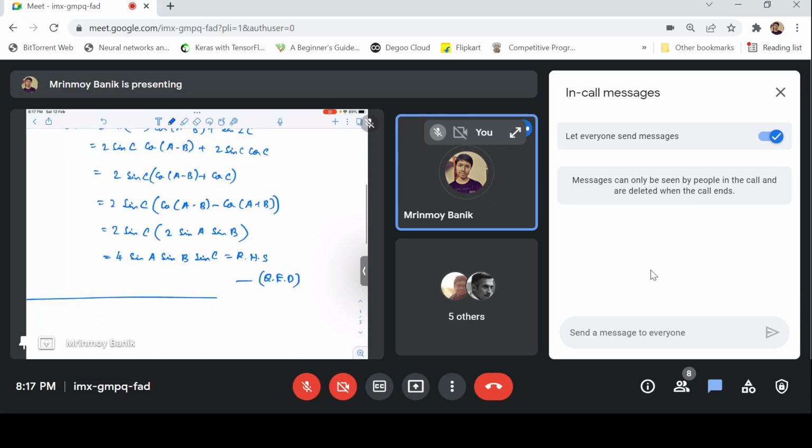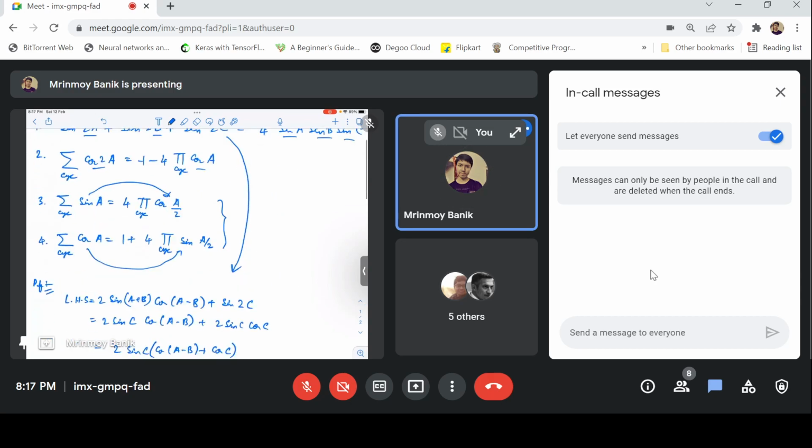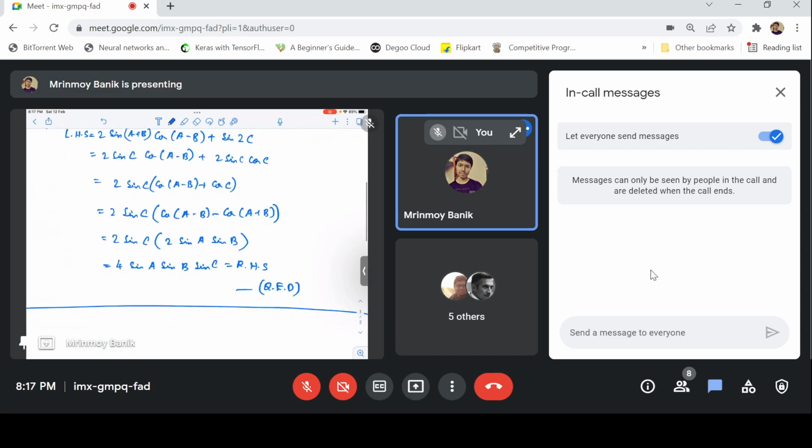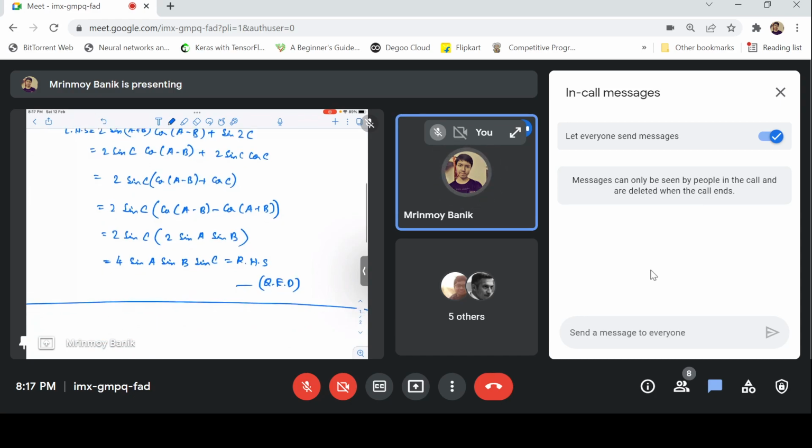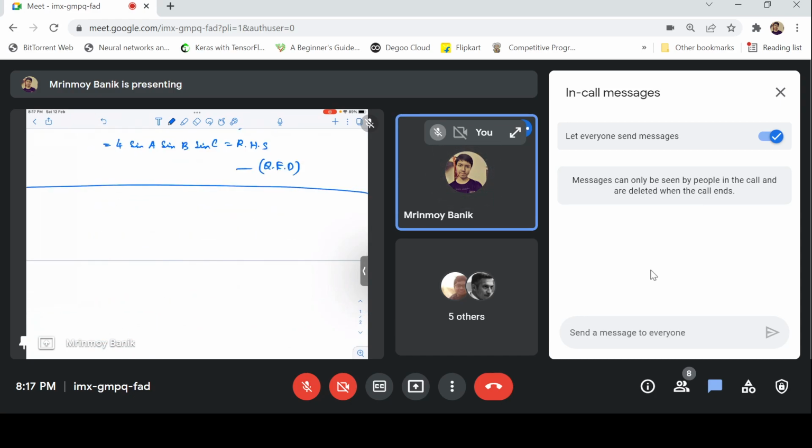Similarly, the rest three can be proved. And there are a few. Okay, there's another one. So this is the fifth identity: tan A plus tan B plus tan C is the product of tan A times tan B times tan C.